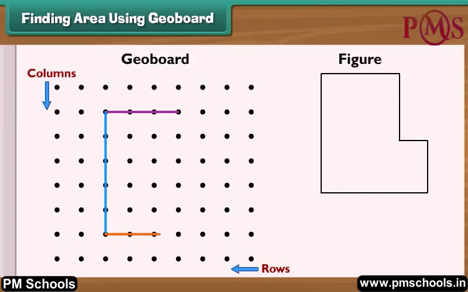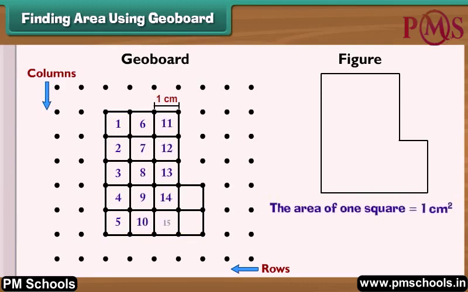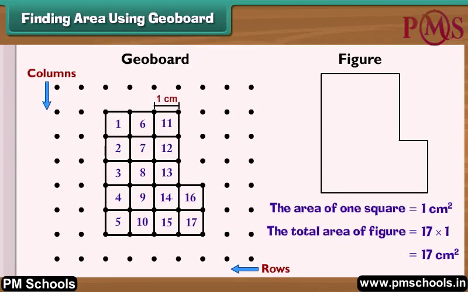First, draw 5 lines of lengths 5 cm, 4 cm, 2 cm, 1 cm and 1 cm on paper as shown in the figure. The distance between any two adjacent dots in the geoboard is 1 cm. Join the dots to create a closed figure. Now, join all the dots inside the figure horizontally and vertically to form square blocks as shown in the figure. It is now time to count all the square blocks. The area of each square block is 1 centimeter square. The area of the complete figure is equal to the number of square blocks multiplied by the area of one square block, that is, 17 into 1 is equal to 17 centimeters square.